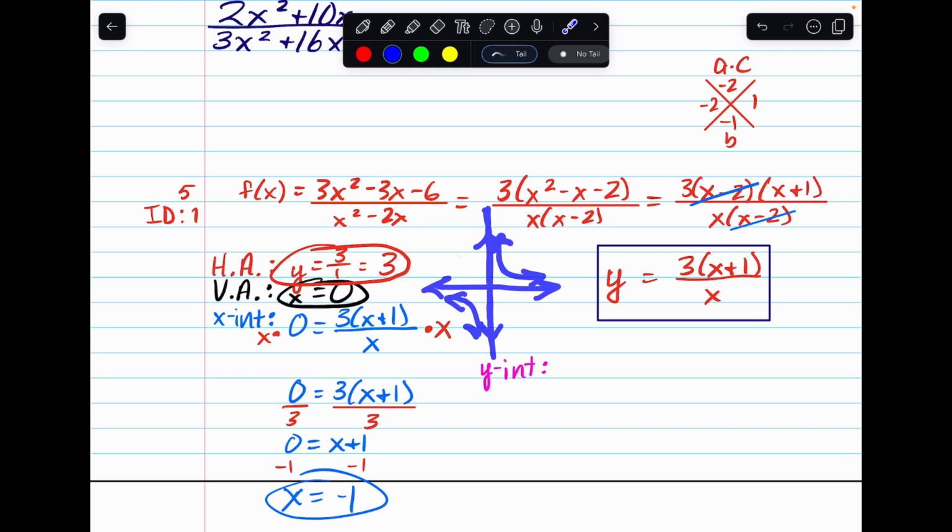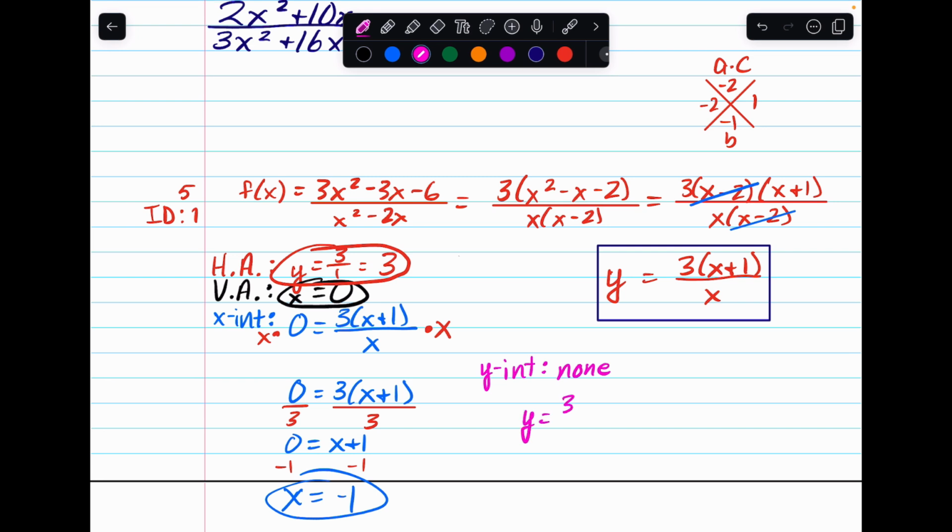So would I have a y-intercept? I shouldn't, because it's never going to cross the y-axis. So in this case, we're going to say none. Even if I showed you this mathematically, it would look like this. y equals 3 times 0 plus 1 divided by 0. Anything divided by 0 is undefined. So again, we don't have one at all.